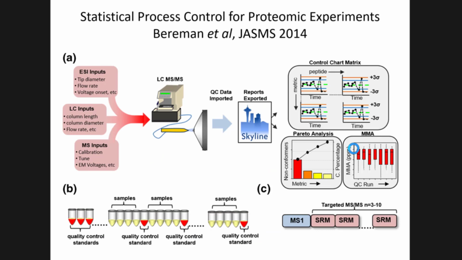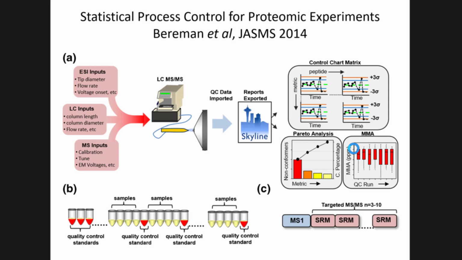So a while back, there was the evolution of system suitability evaluation for proteomics experiments. There wasn't much for proteomics experiments. And so Michael Bereman, who used to work in Mike MacCoss's lab and now is at NC State, developed something called Statistical Process Control for Proteomic Experiments, or SProCoP. It used to be in Skyline. Is it still? It is, okay.